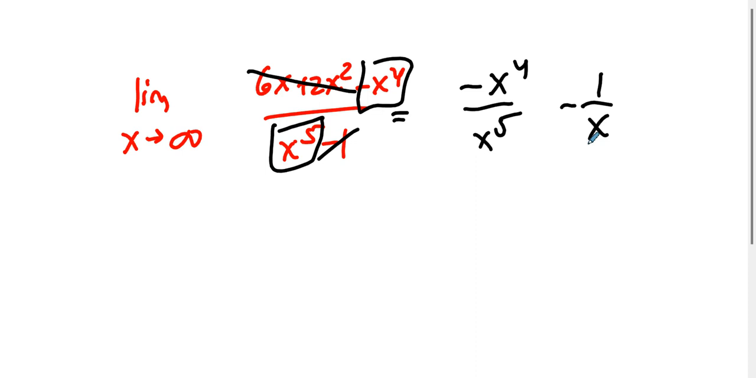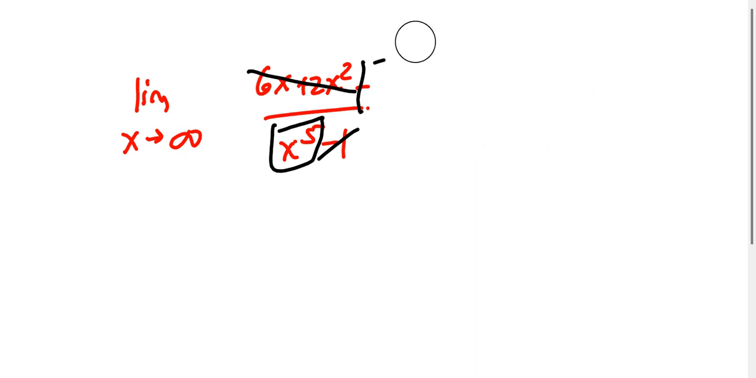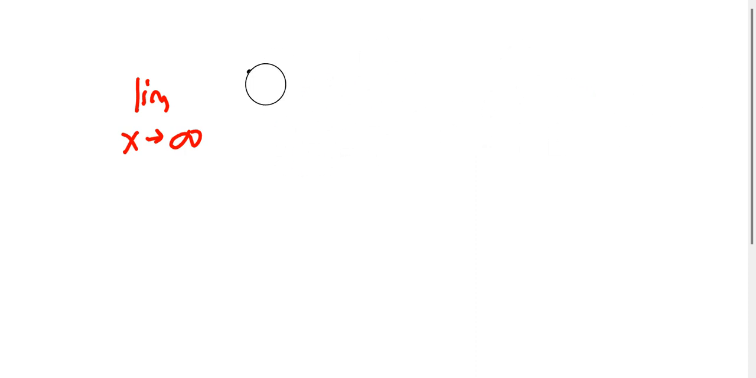Now, essentially, we already went over that the limit as x approaches infinity of 1 over x is just 0, and negative 0 is just 0. So now we're just left with 0. So that's going to be our limit there. So if the degree on the bottom is bigger, if there's a higher degree in the denominator, that means that the function will be approaching 0.